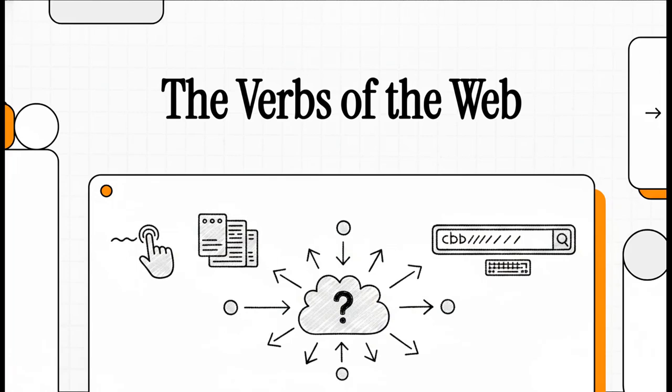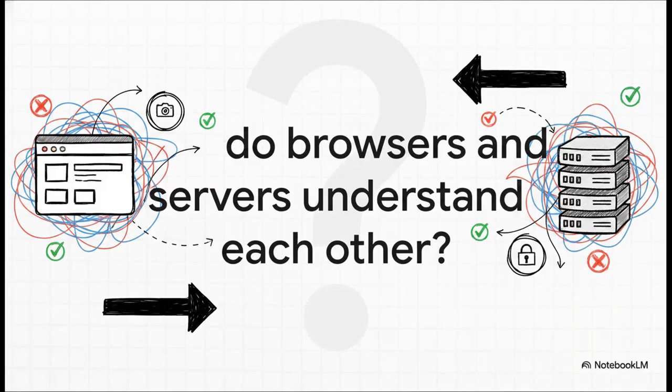Welcome to this explainer. Every single time you click a link, swipe on your phone, or type in a web address, there's this massive, rapid-fire conversation happening completely behind the scenes. It's wild to think about, really. But to keep all this from devolving into total digital anarchy, your browser and the server have to agree on a very strict set of verbs. So how do browsers and servers actually understand each other?